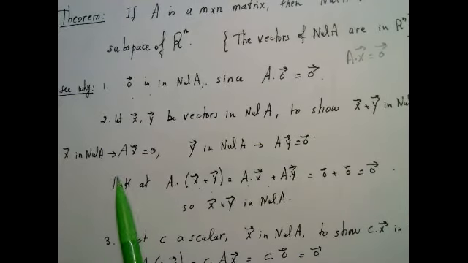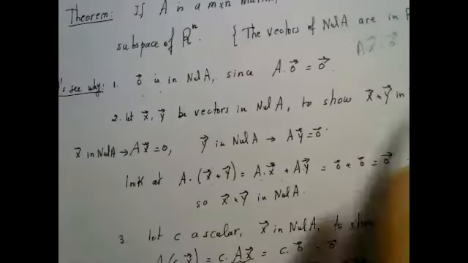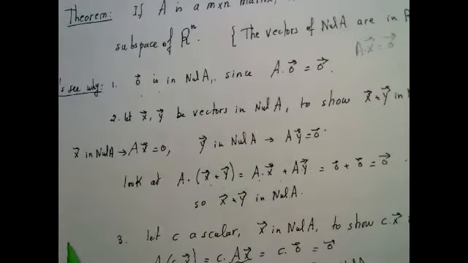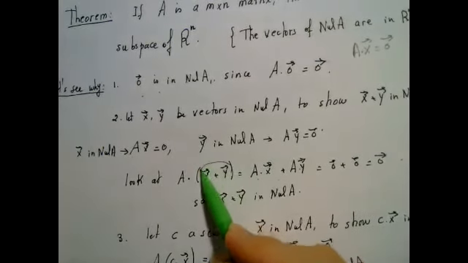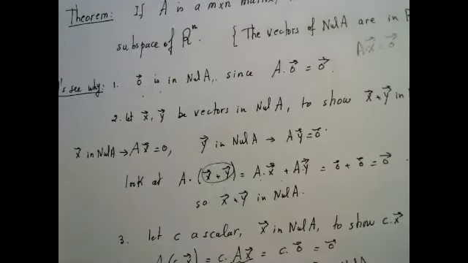And let us see why. If X solves the system, AX equals 0. And Y solves the system, it means AY equals 0. And when I look at A times this new vector, X plus Y, will this be a solution? Is X plus Y a new solution of the system? That's really what this is about.